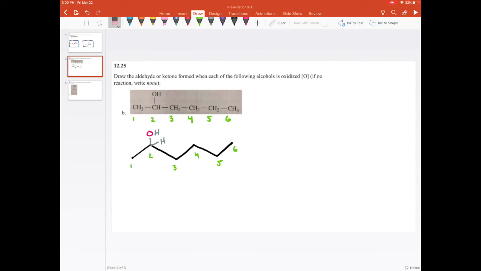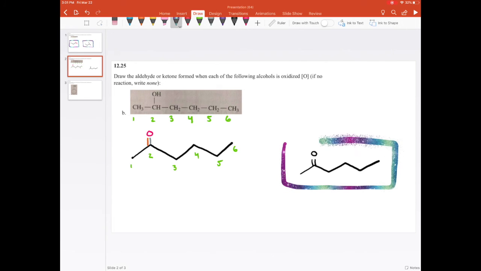So you make room on the oxygen by erasing the hydrogen and the bond to that. You make room on the carbon by erasing the hydrogen and the bond to that. And then you draw that second bond between the carbon and the oxygen. And now you have a ketone. So to redraw that all in one color, you would have this ketone.